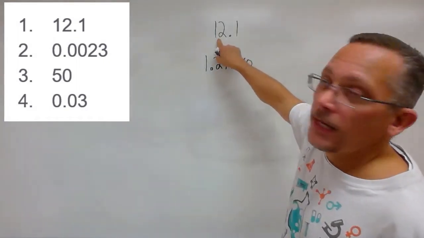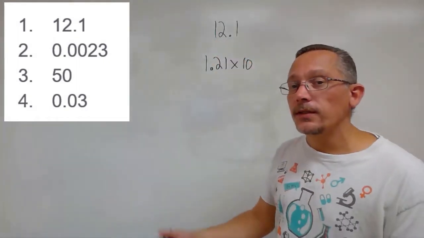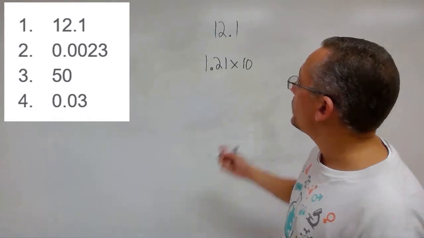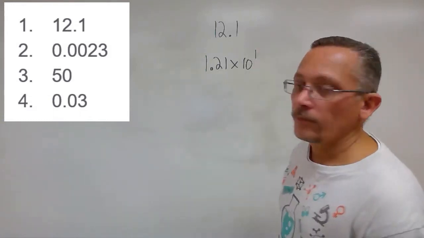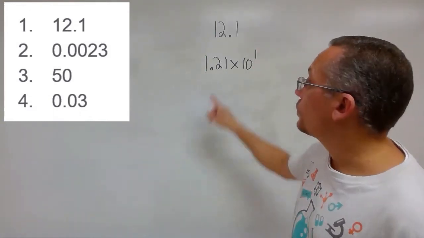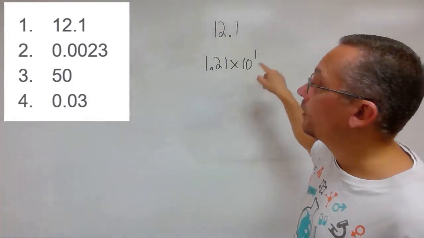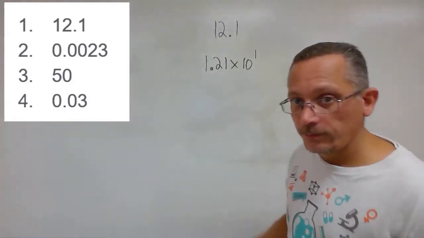Started here, it ended up here, I moved it one place to the left. So one place to the left would be 1. So 12.1 is 1.21 times 10 to the first power.